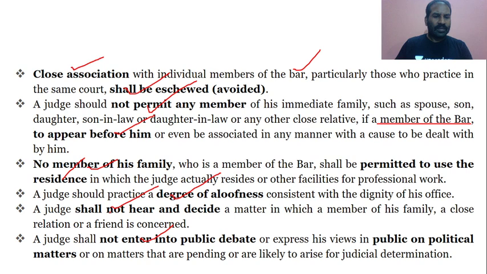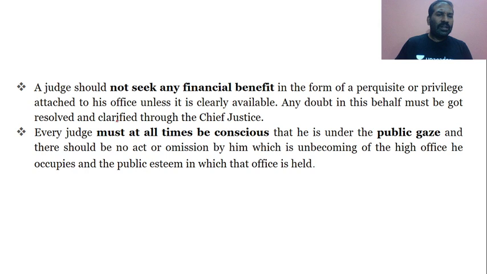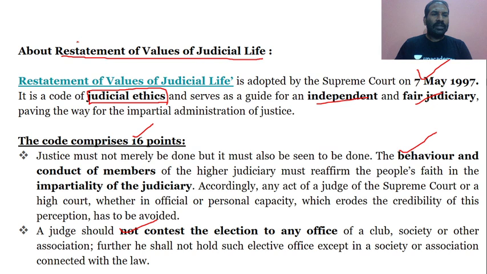And then the other one is the judge shall not speculate in shares. The judge shall not engage directly or indirectly in a trade or business. The judge shall not ask for or accept contribution. And then the 15th one is that the judge shall not seek any financial benefits. And the last, that is the 16th one, is every judge must at all times be conscious that he is under the public gaze. So these are the 16 code of conduct of judges, or you can say judicial ethics, or the restatement of values of judicial life.